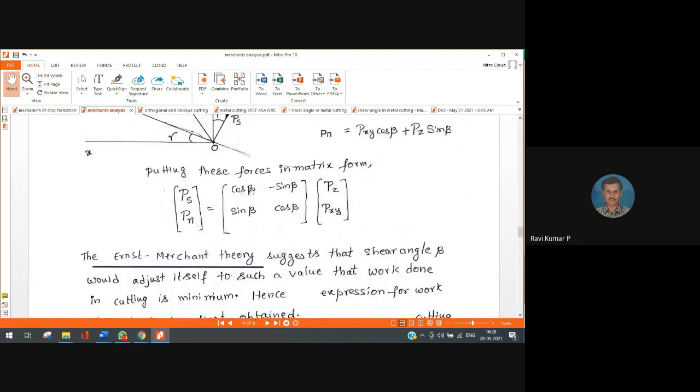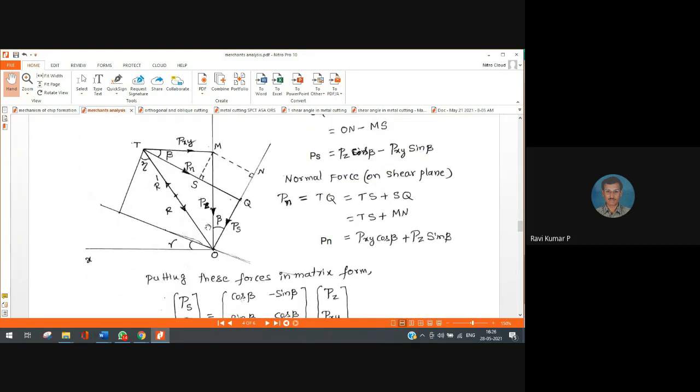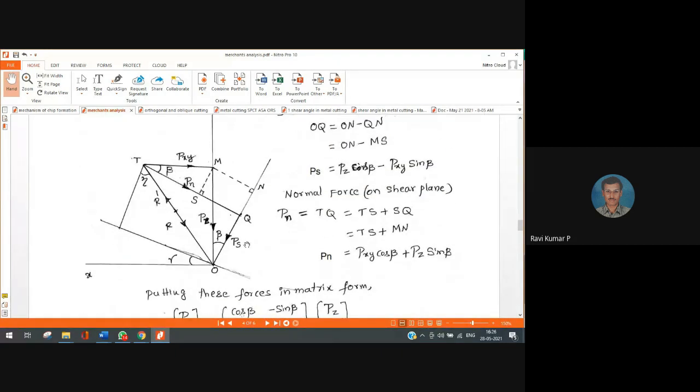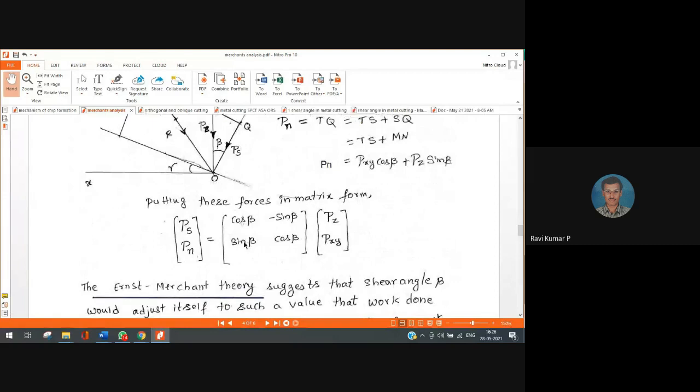I am going to get PS, PN, right? So this is how I am able to easily remember the values of these cutting forces, right?